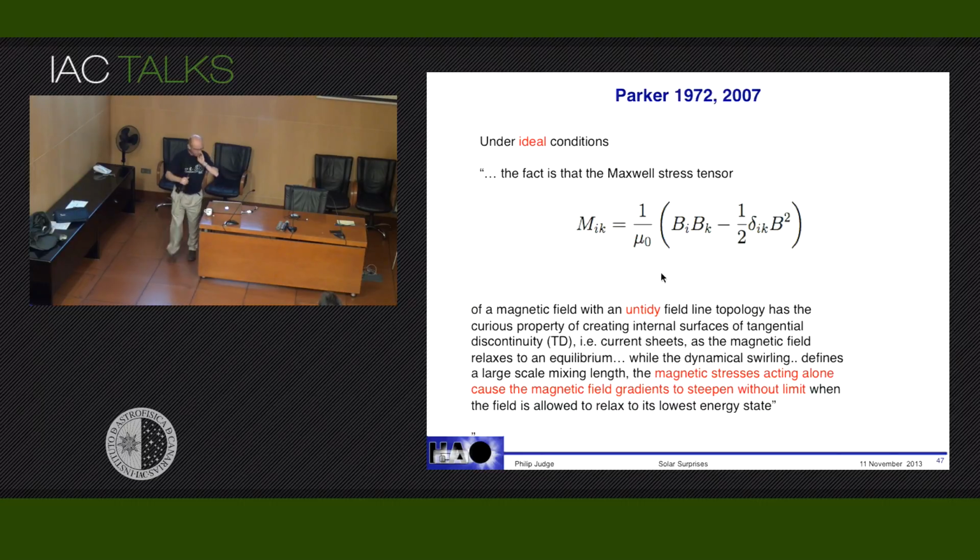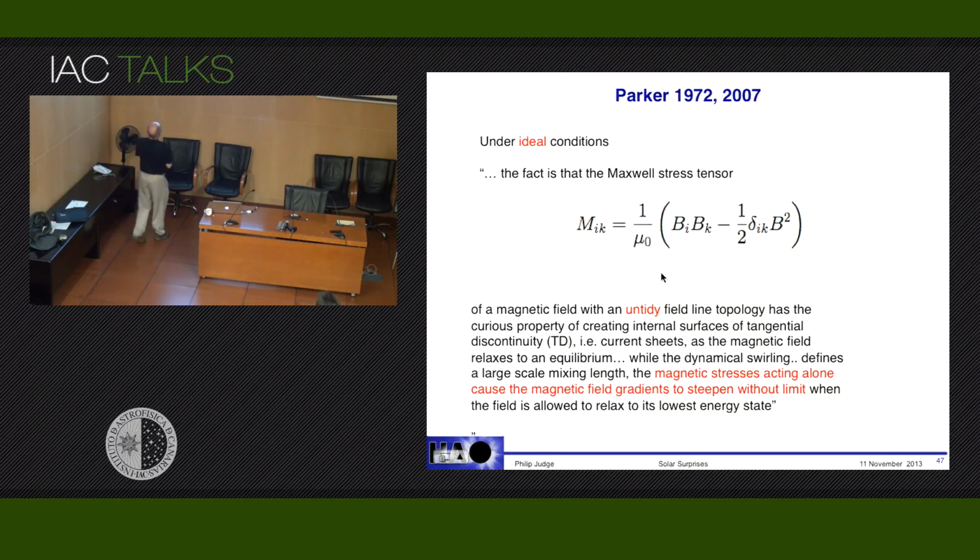And this is what Parker says. So J cross B is nothing other than if I take the divergence, if I contract with a del operator one of the indices on this, that's equivalent to J cross B. That's easy to show. The fact is that the stress tensor of the magnetic field with an untidy field line topology, that means they're not all lined up rigidly like soldiers, they're more like a bunch of Japanese tourists wandering around a park or something like this.